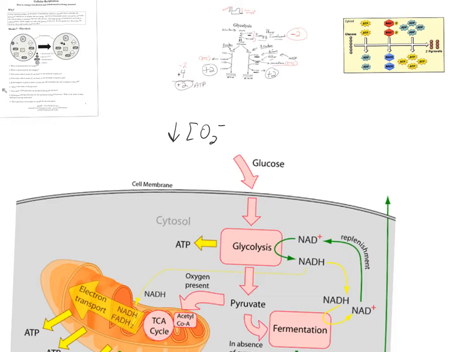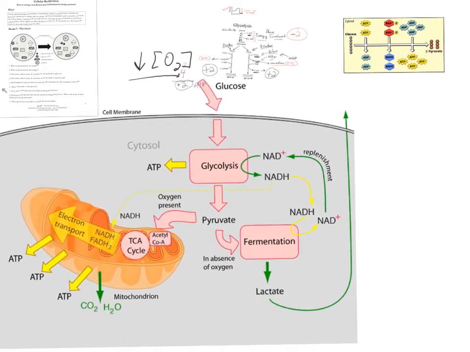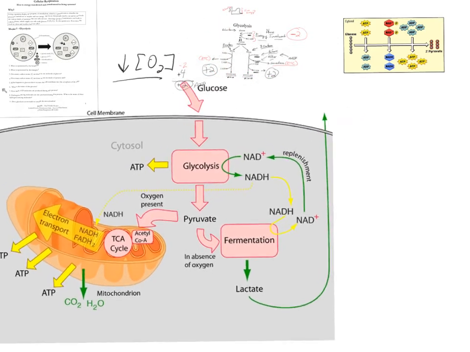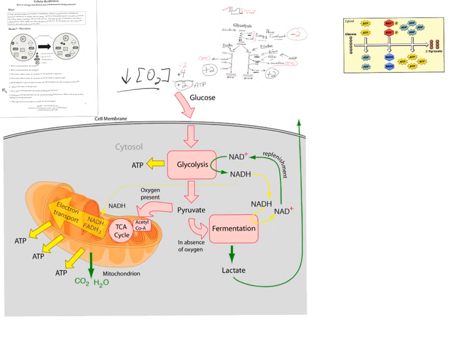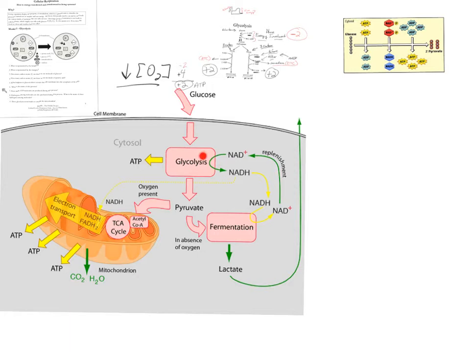So when oxygen concentration is low, and that's going to depend on how much oxygen you're using, how well you are able to breathe in and out, that's going to determine in which direction this pyruvate that we produced from breaking down sugar, glycolysis, is going to go. If oxygen is present, it goes this way into the TCA cycle in the mitochondria. Now, pyruvate enters the mitochondria.